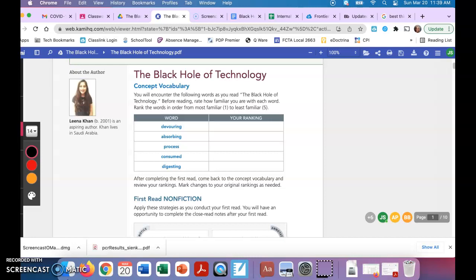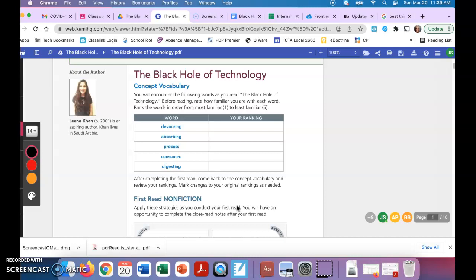So our 5 words are, the first one is devouring. The second word is absorbing. The third word is process. The fourth word is consumed. And your last word is digesting. So right now I want you to think about those 5 words again that we just read. And the one that you are most familiar with, I want you to put a 1 next to it on the right-hand side here. Give you a minute for that.